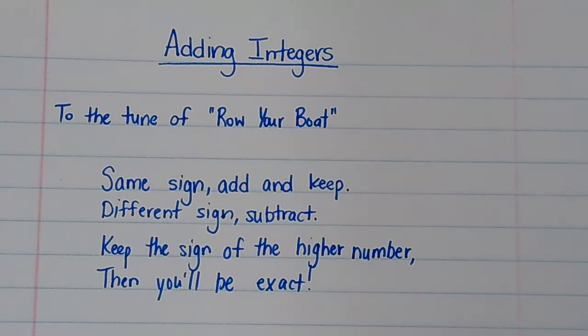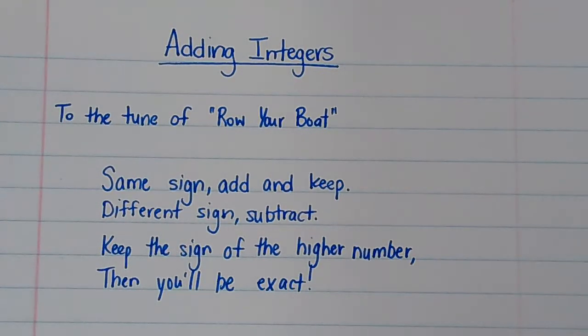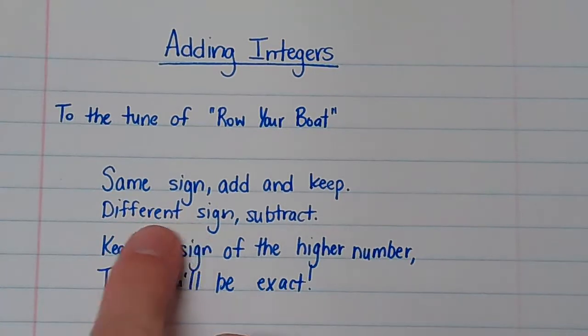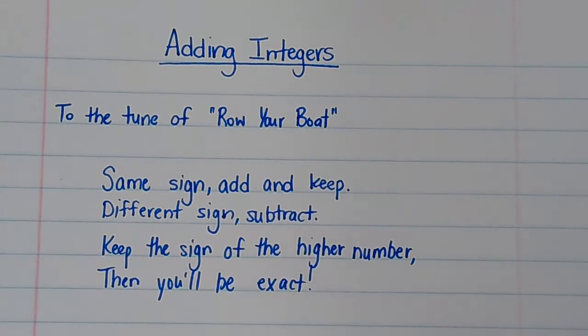Okay? The next line says different sign, subtract. So yes, we're adding integers, but just like when we were dividing fractions, we were actually really multiplying. Same thing here. Even though it's plus, if your signs are different, so if you have a negative plus a positive or a positive plus a negative, those signs are different, so you're actually going to subtract.